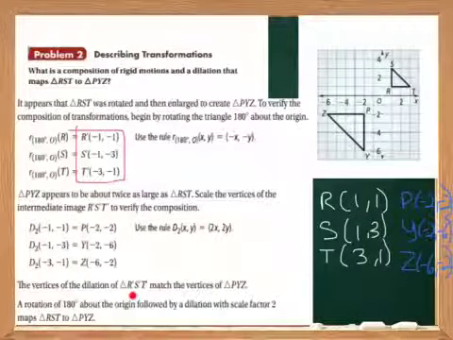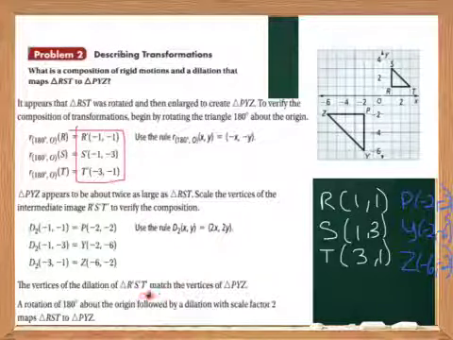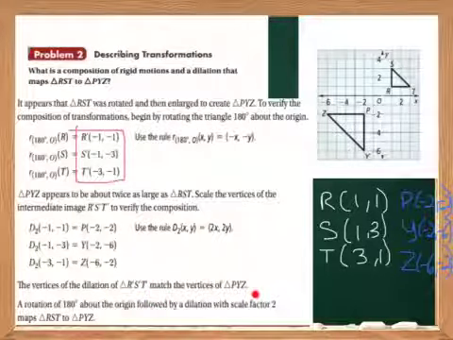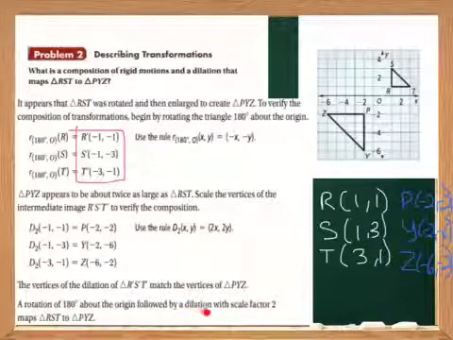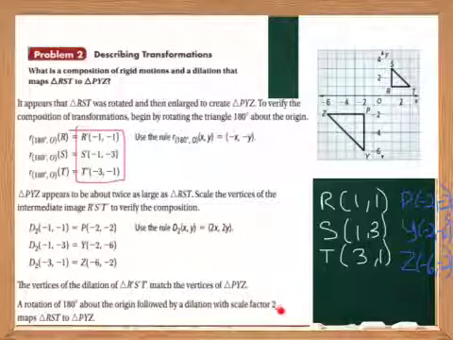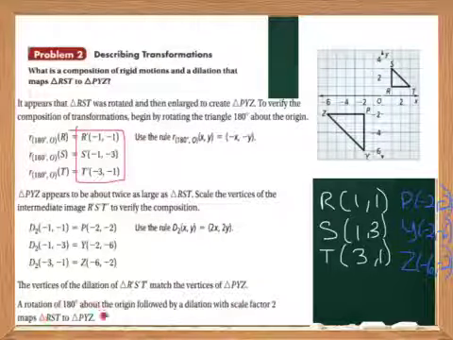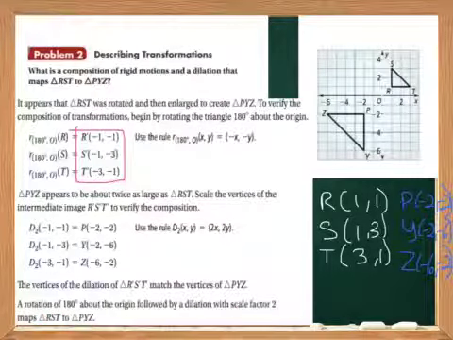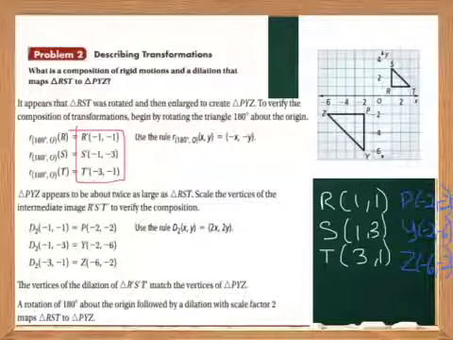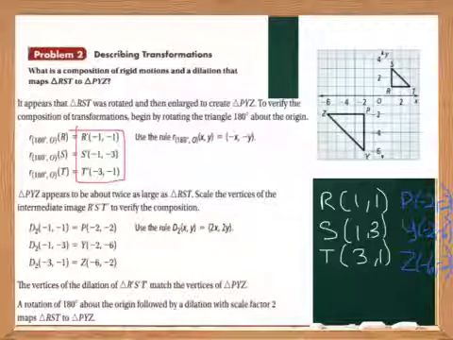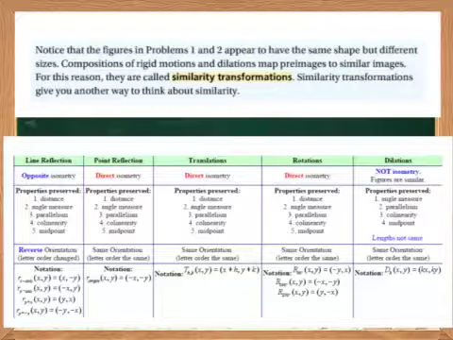The vertices of the dilation of triangle R'S'T' match the vertices of triangle PYZ. Therefore, a rotation of 180 degrees about the origin followed by a dilation with a scale factor of 2 maps triangle RST to triangle PYZ. And they're similar here, again, because a dilation doesn't preserve distance, but it does preserve the angle measure, so the triangles will remain similar.